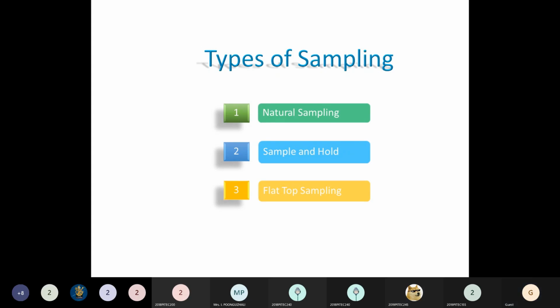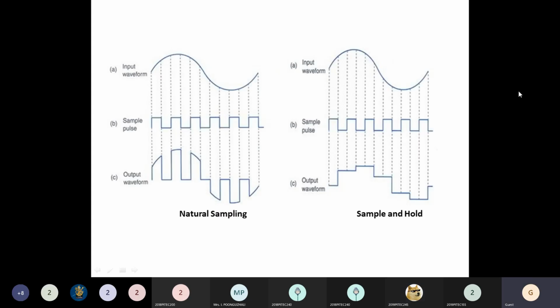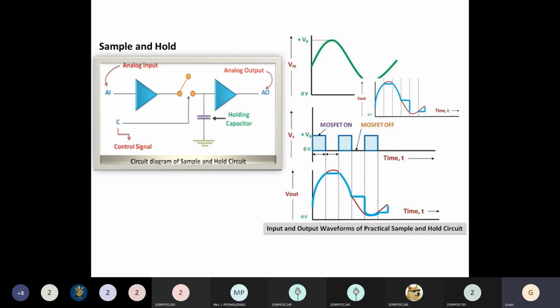Next, we can see the waveform of natural sampling. As we know, the shape of the waveform looks like the natural signal. Then this is the waveform of the sample and hold circuit. We'll have the analog signal here, then we'll have the control signal here. This is the circuit diagram of the sample and hold circuit. The holding capacitor will charge when the analog input is on. Once it charges, it starts discharging. Then this analog output, that is this diode, will give you the output AO. During that period, we'll get the waveform like this. This is the sample and hold circuit.